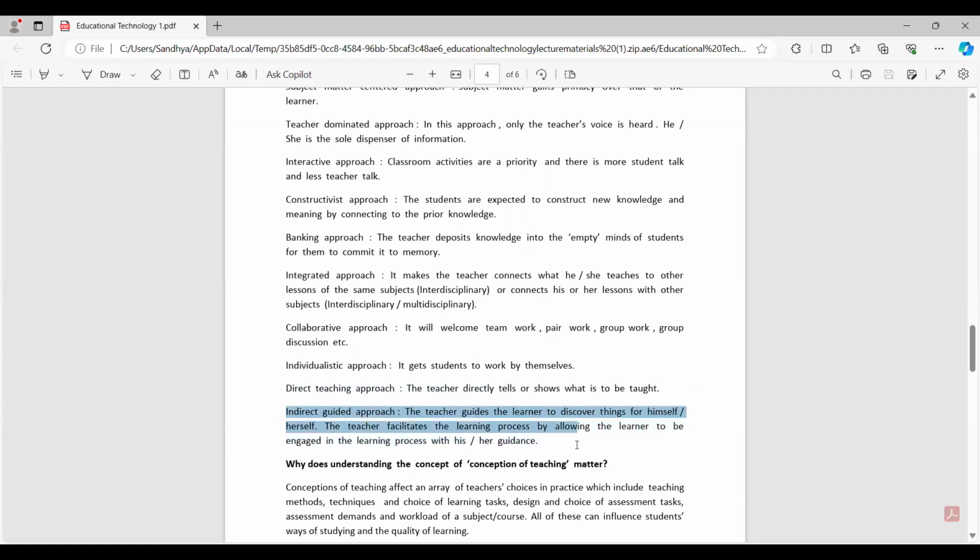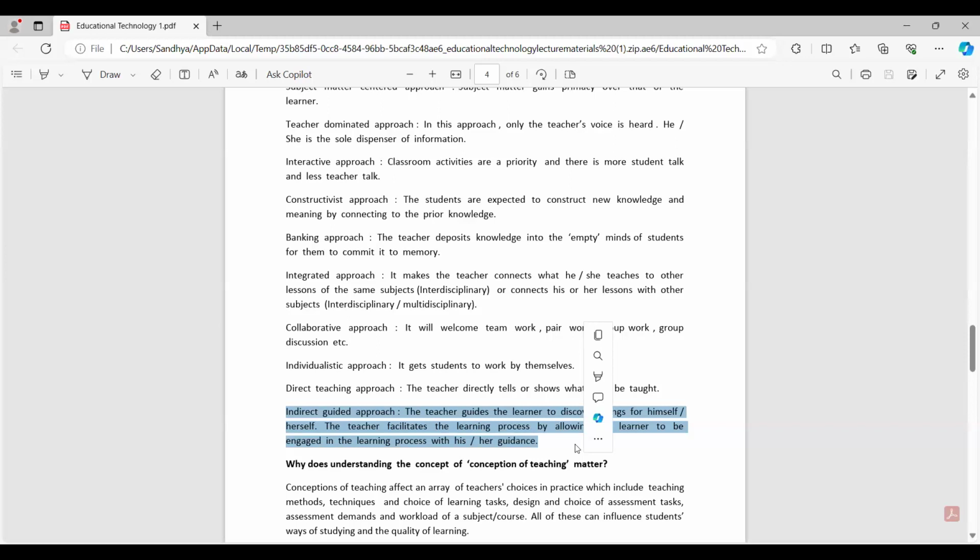Indirect guided approach. The teacher guides the learner to discover things for himself or herself. The teacher facilitates the learning process by allowing the learner to be engaged in the learning process with his or her guidance. Student-centered. Okay. Now, when I send you this material, I think you can look at the two columns you completed.